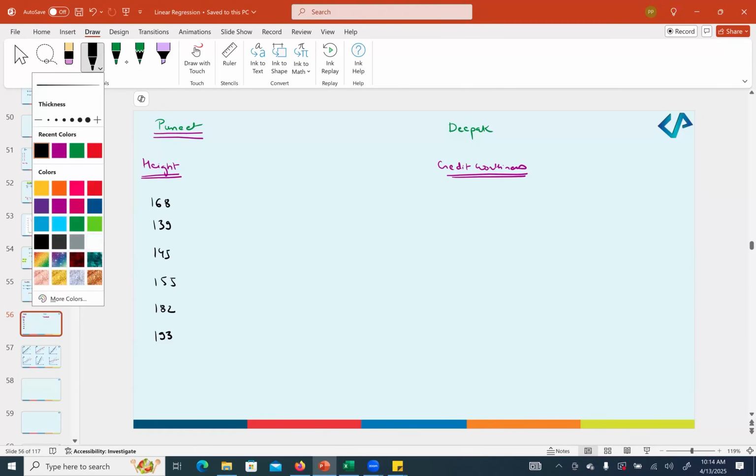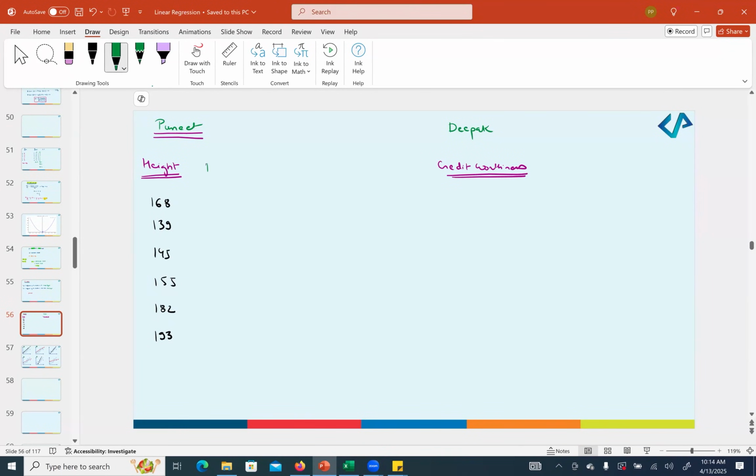And my predicted values are, let's say, 165, 140, 143, 157, 170, and 195.